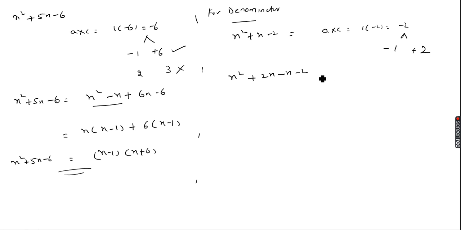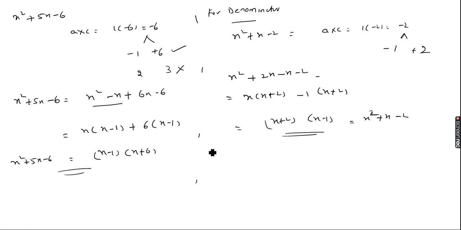So therefore, taking x as a common here, x into x plus 2, minus 1 as a common here, we get x plus 2. Finally we get x plus 2 into x minus 1. So this is nothing but x square plus x minus 2.